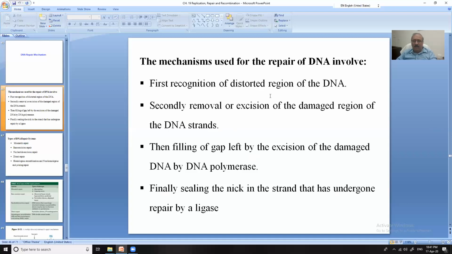So what I told you is that first it is recognized which part has to be repaired. Secondly, that part is removed. Third, the repair by the DNA polymerase. If a nick is created, the gap is filled by the DNA polymerase, and finally this nick is sealed by the action of a ligase.